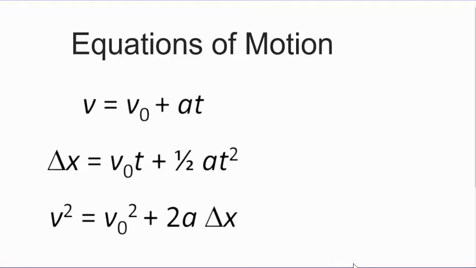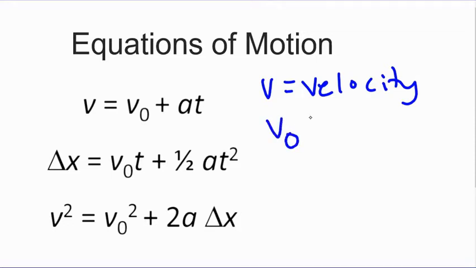The three basic equations of motion are shown here. Let's talk about what their variables mean, and then we'll talk about where they came from. The first variable we see is v. V is going to represent the velocity of a moving object. Okay. The next variable is v with a subscript 0. This means the velocity at the time 0 or the initial velocity.